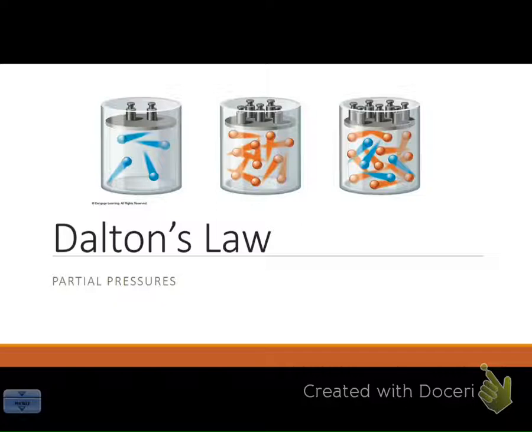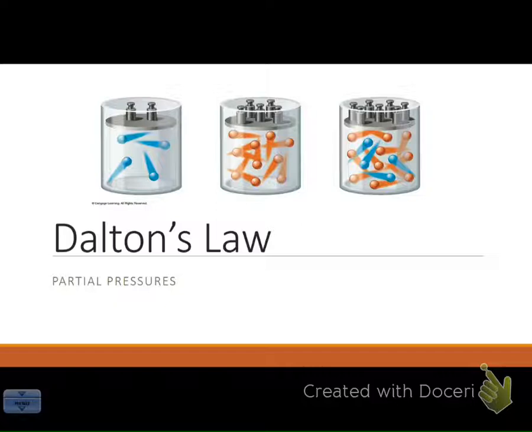In this video I want to talk about Dalton's Law. This should be a review from pre-AP. If you're in pre-AP watching this, this will also give you a good overview of how to use Dalton's Law. The very first thing you see here is a picture, and this illustration is critical, I think, for you to understand what Dalton's Law is all about.